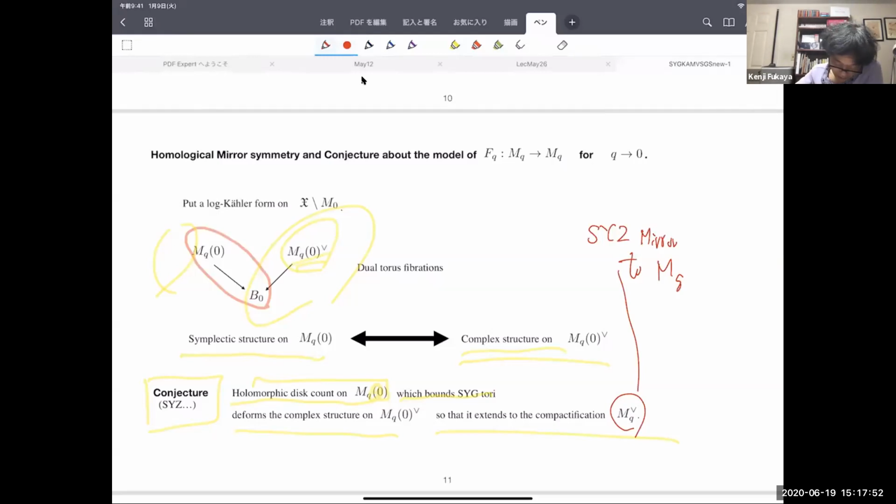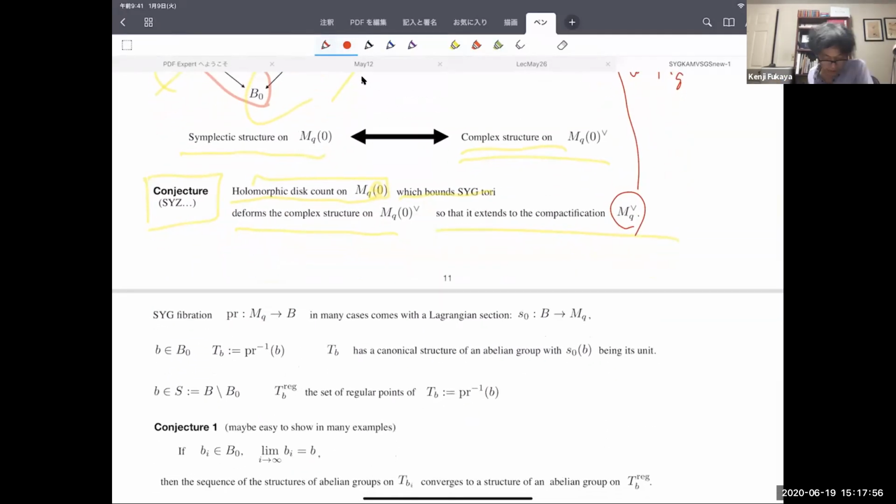So this is a way that nowadays people understand how this SYZ mirror construction works. And so I want to use this kind of picture. So now we consider this SYZ fibration from MQ to B. And it is known that in many cases, this SYZ fibration comes with Lagrangian sections, S0. It's a section from B to MQ, so that the image is a Lagrangian submanifold. So now we consider this at each point of B0.